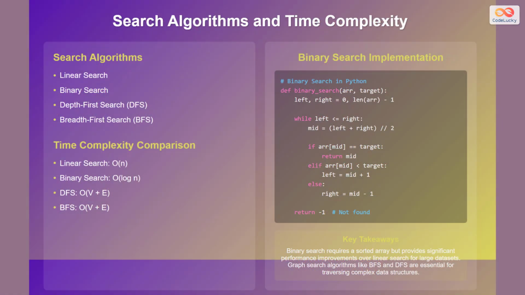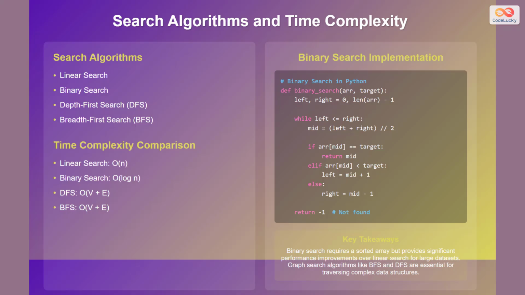Let us move on to search algorithms and their time complexity. Searching is a fundamental operation in computer science, used to find a specific element in a data structure. The common search algorithms include linear search, binary search, depth first search or DFS, and breadth first search or BFS. Here is a comparison of their time complexity.